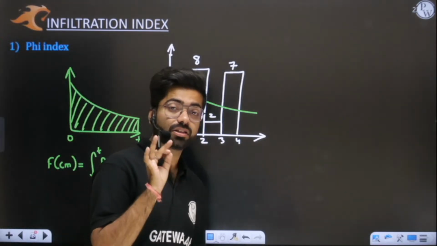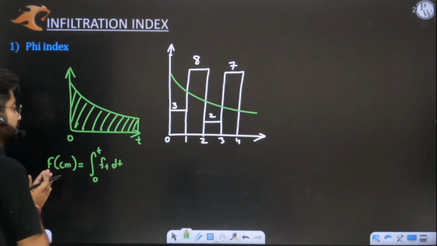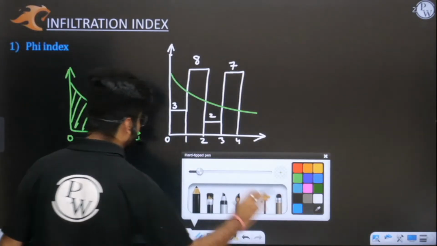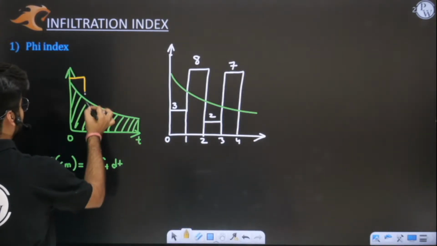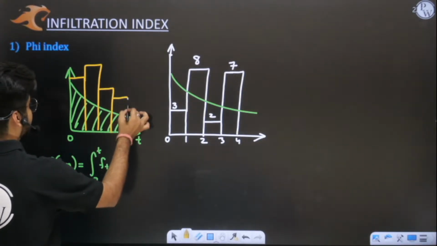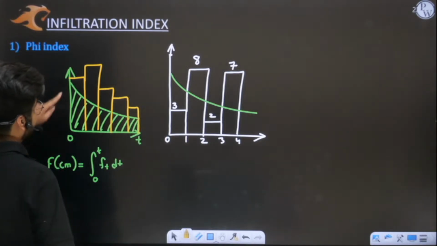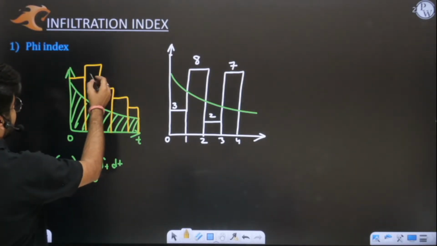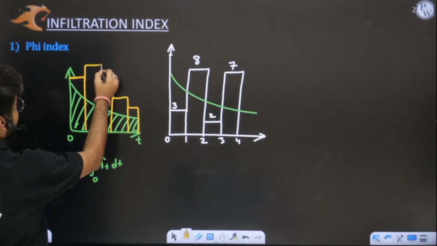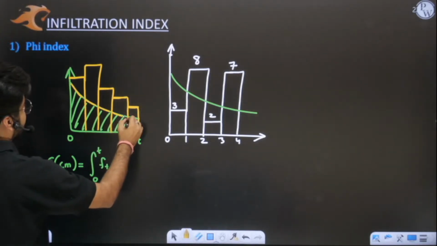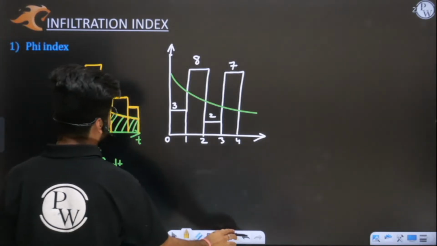But this formula, this integration, is only valid when, listen very carefully, intensity of rainfall is more every single time. Intensity of rainfall more than f all the time. Then I will simply integrate.